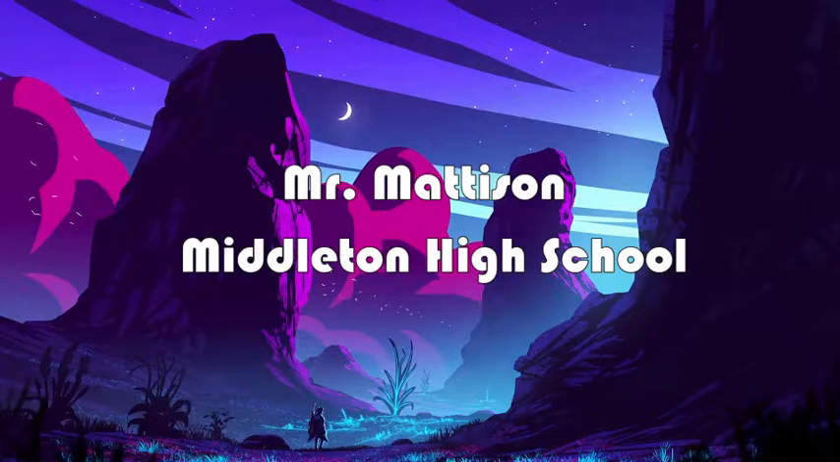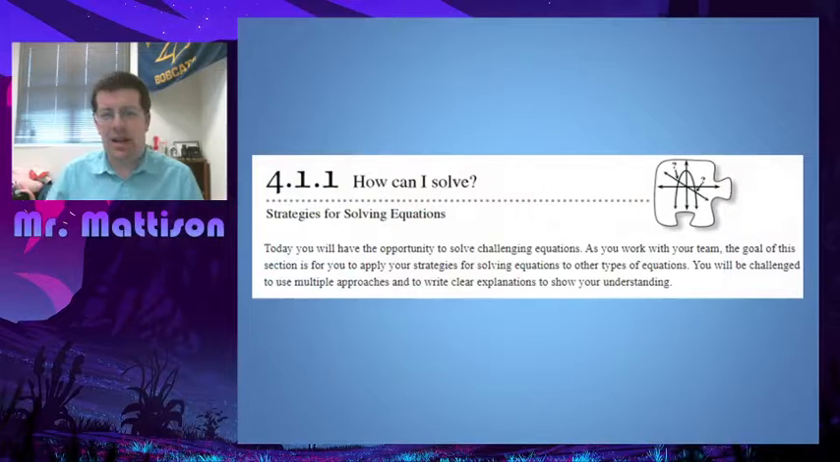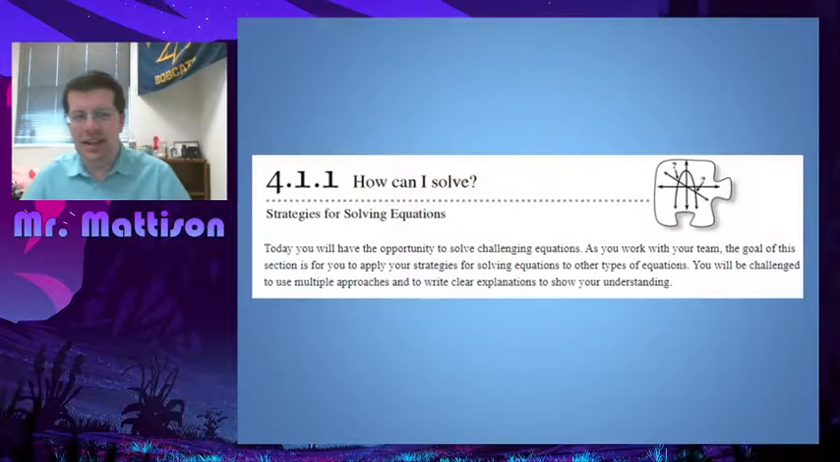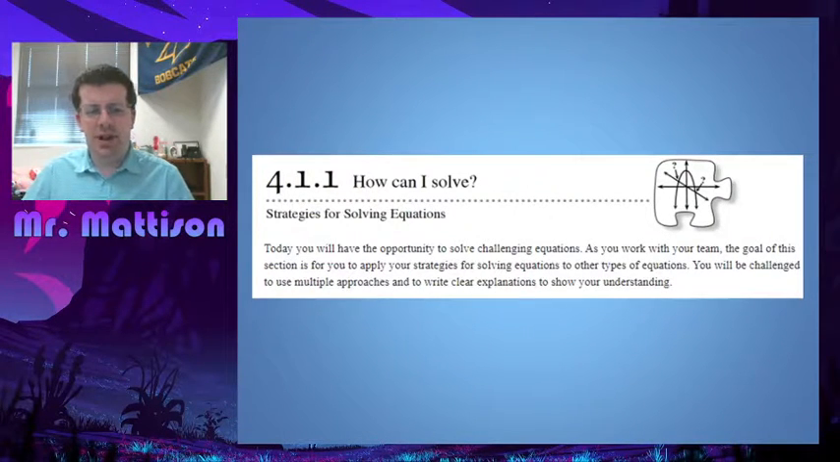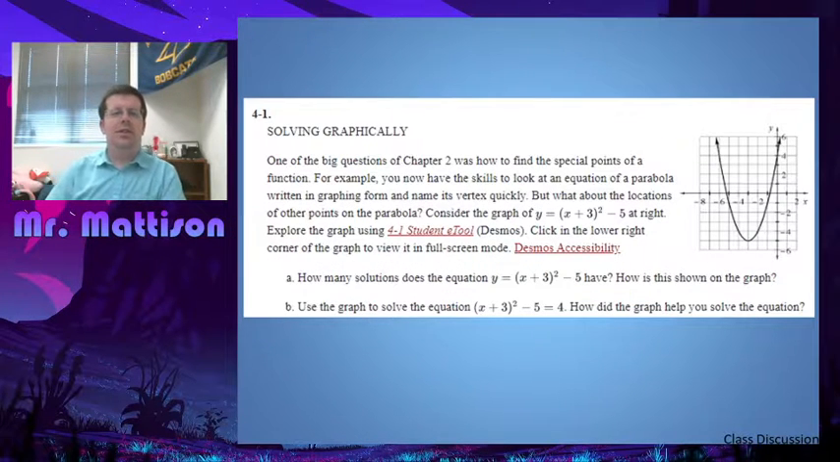All right, this is Algebra 2 411, and we are going to be talking about different strategies that we can employ for solving equations. So to start off, we're going to take a look at this problem here. So this is solving things graphically. If we have the function x plus 3 to the second minus 5, that graphs and gives us this.